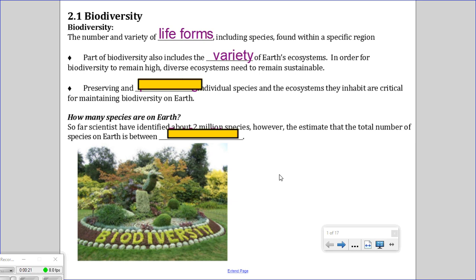In order for biodiversity to remain high, diverse ecosystems need to remain sustainable. Preserving and protecting individual species and the ecosystems they inhabit are critical for maintaining biodiversity on Earth.